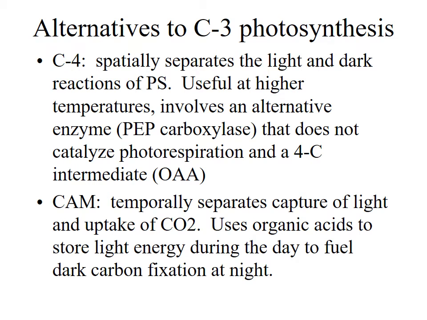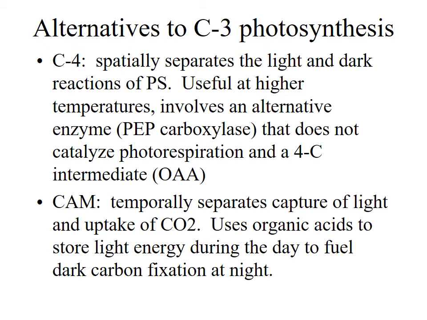So the alternatives to C3 photosynthesis are C4 and CAM. And both of these different styles of photosynthesis use a different enzyme, PEP carboxylase, instead of Rubisco. And rather than producing a 3-carbon intermediate, phosphoglycerate, they produce a 4-carbon intermediate, oxaloacetic acid. And so this 4-carbon intermediate is what gives C4 photosynthesis its name.